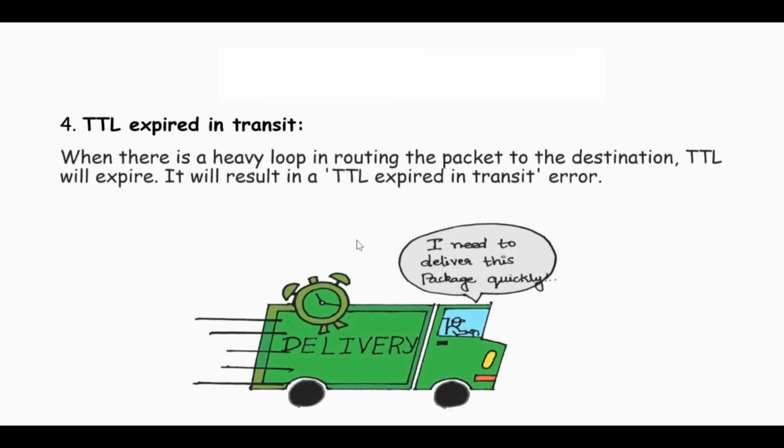For example, I have many packages to deliver, but all the packages should be delivered within today. You can notice that in many e-commerce platforms there will be an alert like, if you purchase this by today, we guarantee that this will be delivered by tomorrow at this time. So when I'm delivering this package, say I'm stuck in traffic or my vehicle got repaired, then I cannot deliver this on time, right? Then again tomorrow I need to go to that same place and deliver this package. So likewise, when there is a heavy loop in routing the packet to the destination, TTL will expire. This will result in the TTL expired in transit error.